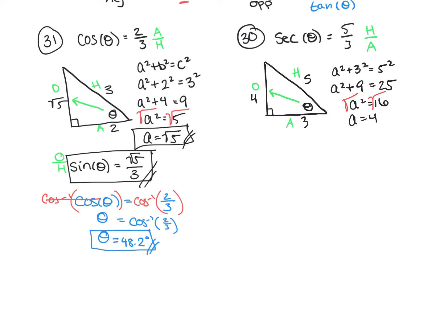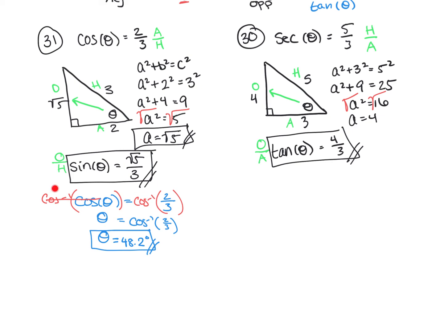Now this problem specifically was asking us for tangent of theta. And remember, tangent is opposite over adjacent. So in this case, our opposite side is 4, and our adjacent side is 3. So we can say that tangent of theta is 4/3. Now, on our calculator, when we want to find an angle, we don't have a secant button, so I'm just going to use this tangent.